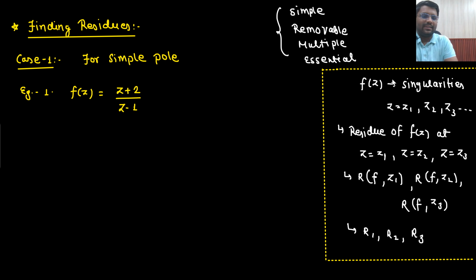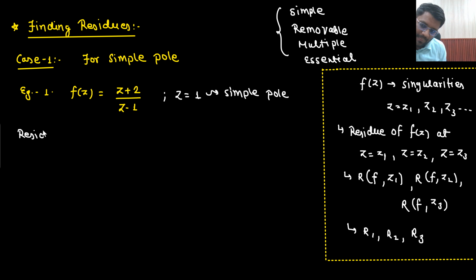So for simple pole, let's see the method. Where is the simple pole here? Sir, the singularity would be at z equals to 1. In this f of z, that singularity will be at z equals to 1. And sir, this singularity is a simple pole singularity. Right? What does that mean? That means you need to find out residue of f of z at z equals to 1. This is what you are supposed to find out. So who is creating the problem? Z equals to 1 is creating a problem.